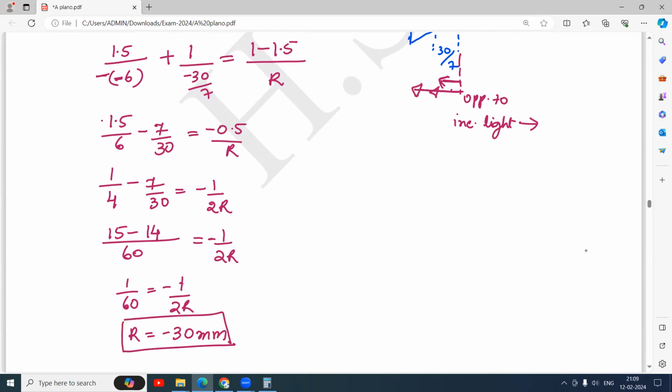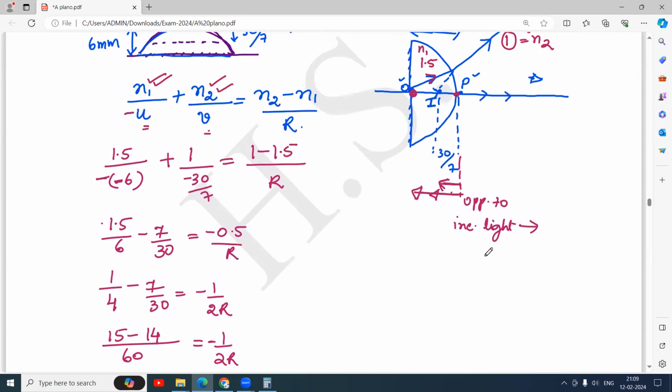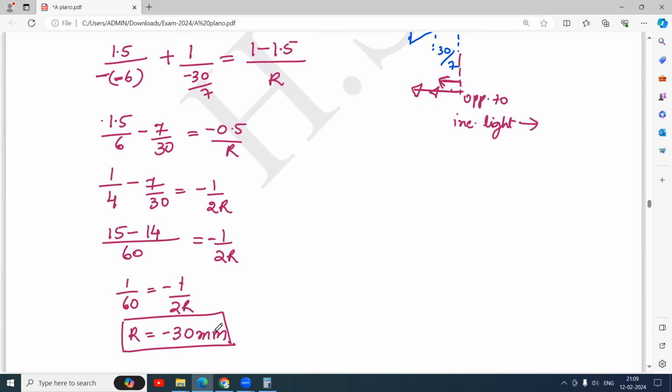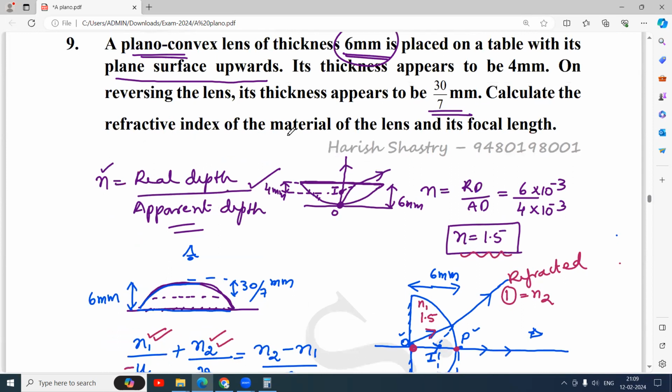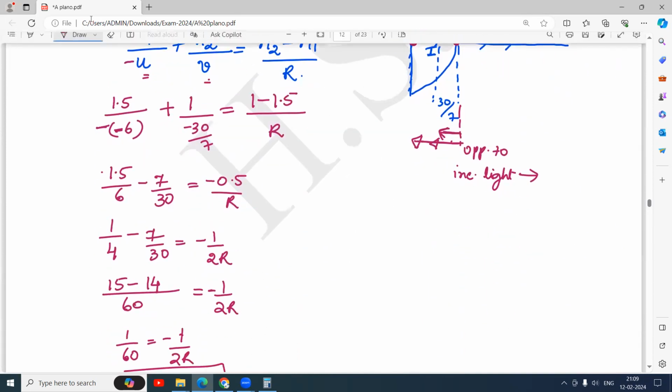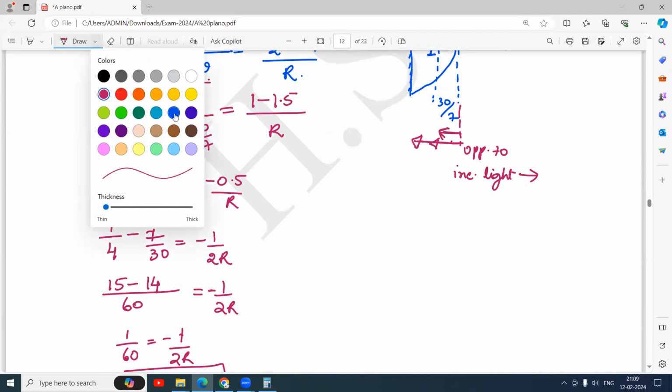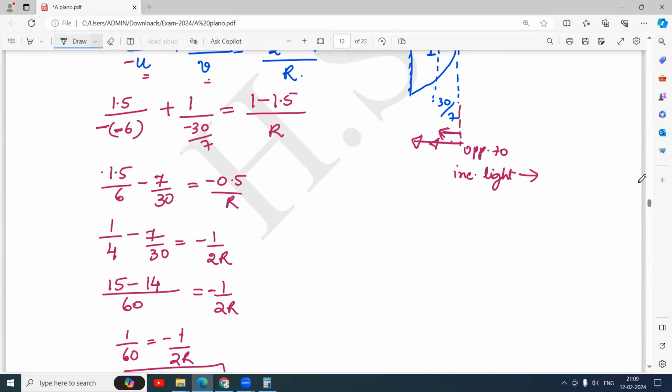Yes. Once you get R, you can use R as plus or minus depending on how you use the lens. Now they are asking you to calculate the refractive index of the material of the lens and its focal length. If you want to find out the focal length, you should use the lens maker's formula. We will use it. So I'll keep the lens as it is, plano-convex. You can keep it anyway.